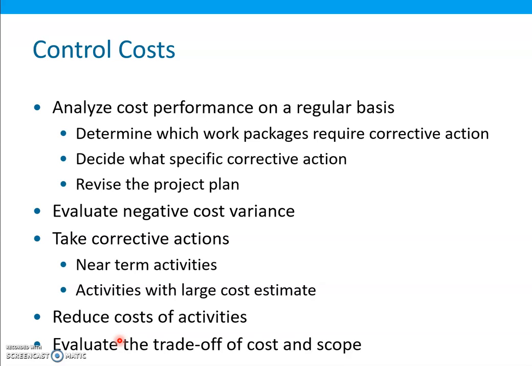In many cases, there will be a trade-off. Reducing cost variances will require a reduction in project scope or a delay in the project schedule. So the key to effective cost control is aggressively addressing negative cost variances and cost inefficiencies as soon as they are identified.